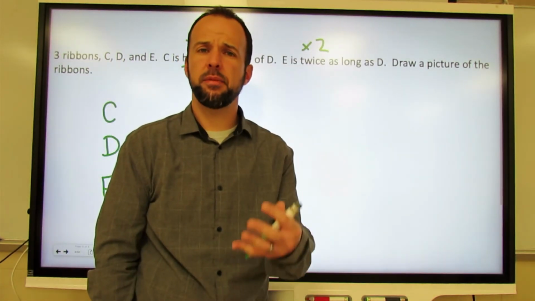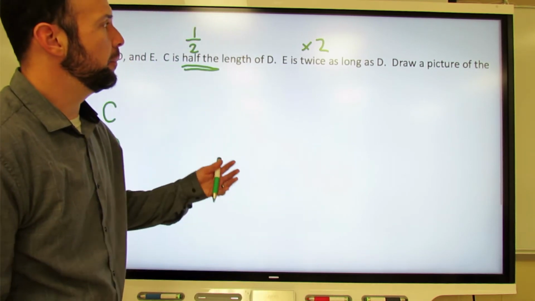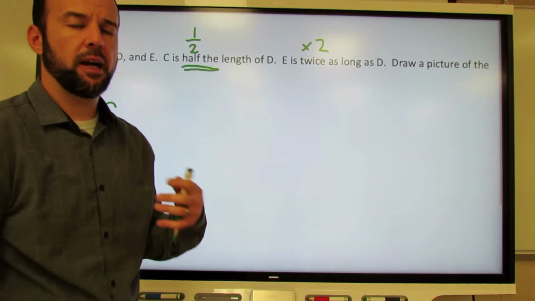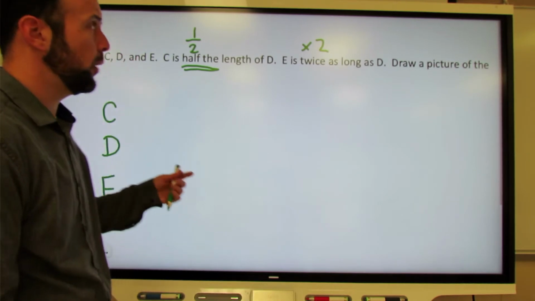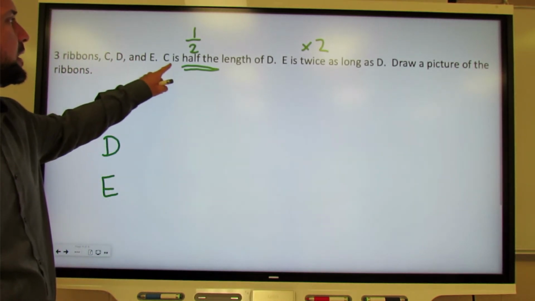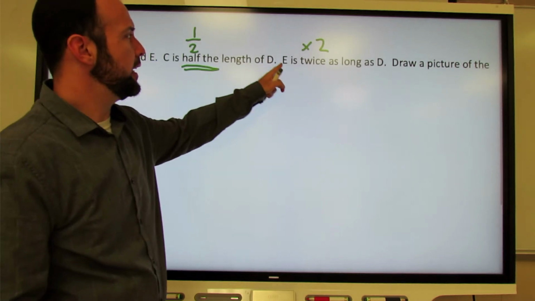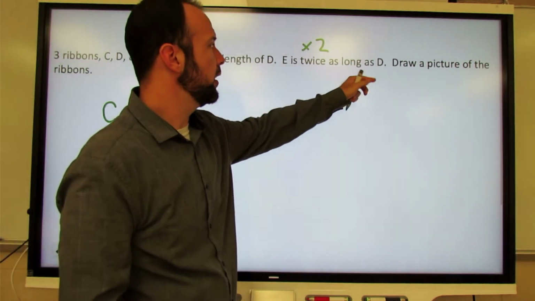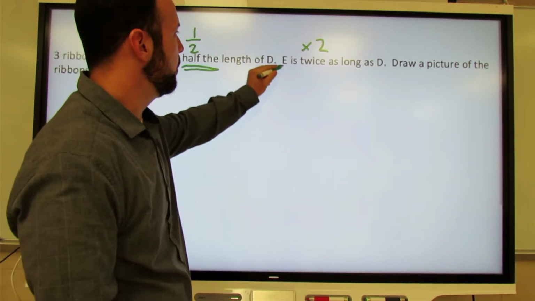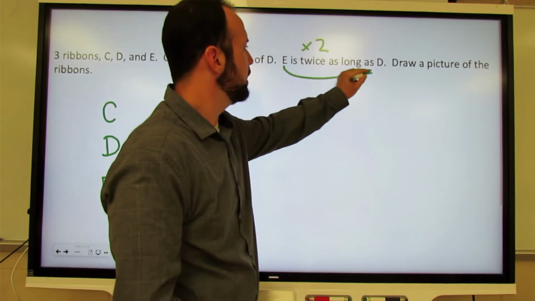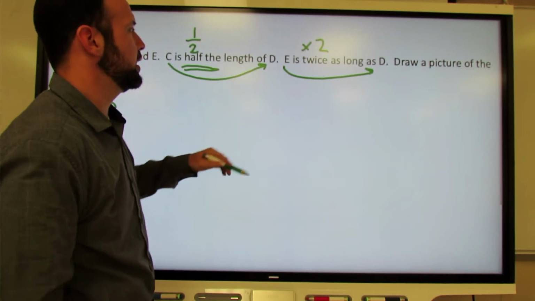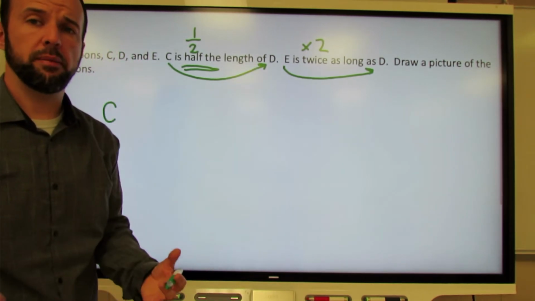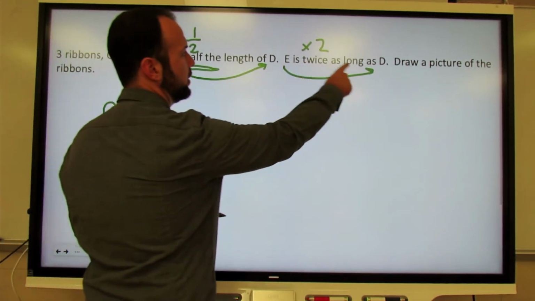All right. Hopefully you guys had some time to draw out your ribbons here. I'm going to read through this one more time because it gives me a good starting place if you pay attention to what they're giving you. It says that C is half the length of D and E is twice as long as D. So reading this, both E depends on D and C depends on D. The lengths of those ribbons are given in relation to ribbon D.